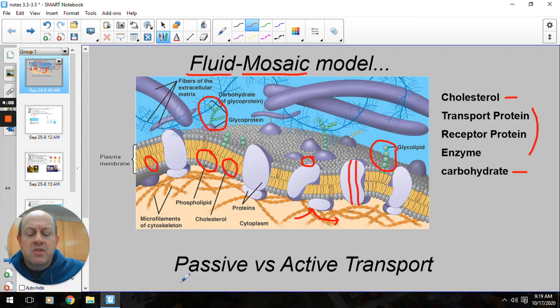Now let's concentrate on how we get things across the membrane, in and out of the cell. We can do that one of two different ways. We can do it passively or actively. If we have passive transport, that's not going to require energy by the cell. It's for free. But with active transport, the cell's going to have to spend some energy, most likely in the form of ATP, to make that happen.